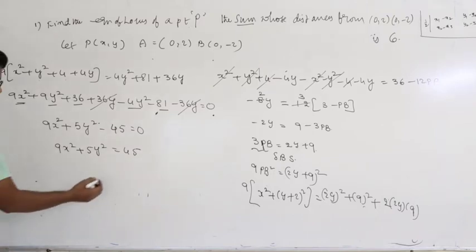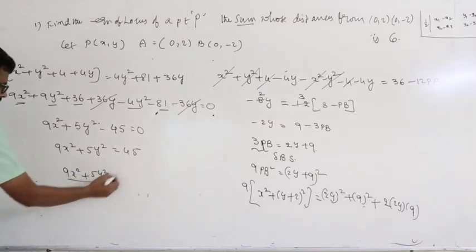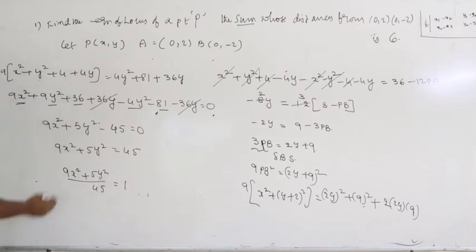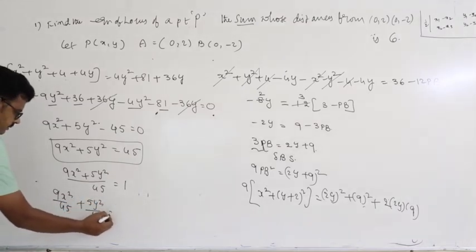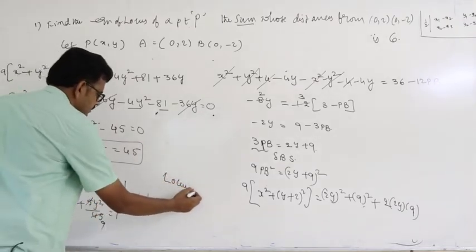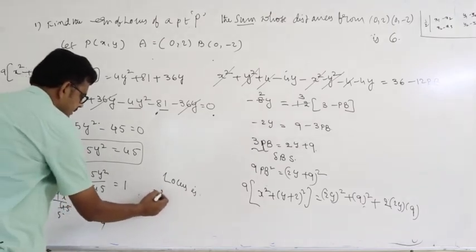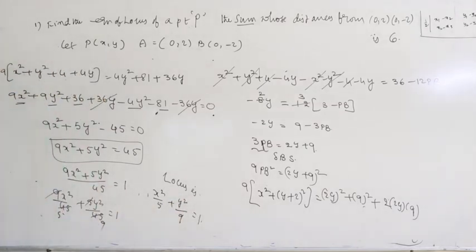Or if you want to reduce, 9x square plus 5y square equals 45, divide by 45 to get 1. Up to this is correct, it doesn't matter. Or if you want to reduce, 9x square by 45 plus 5y square by 45 is equal to 1. So 5 times gets cancelled, 9 times gets cancelled. Therefore, the locus is x square by 5 plus y square by 9 equal to 1. Right on.